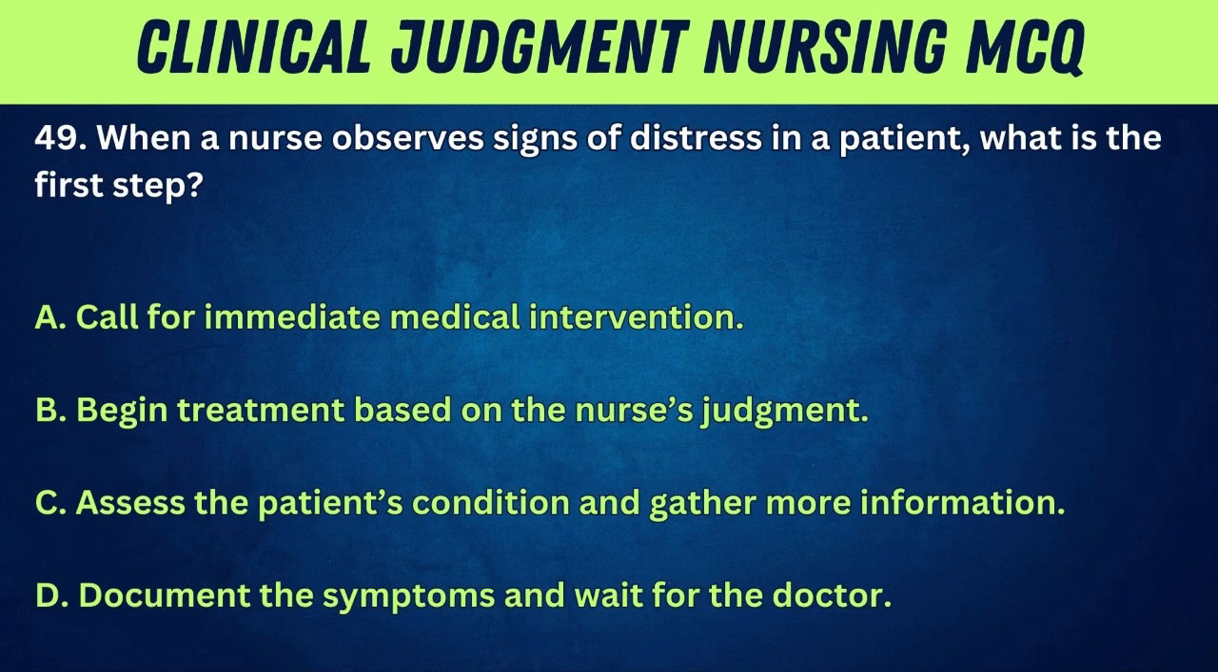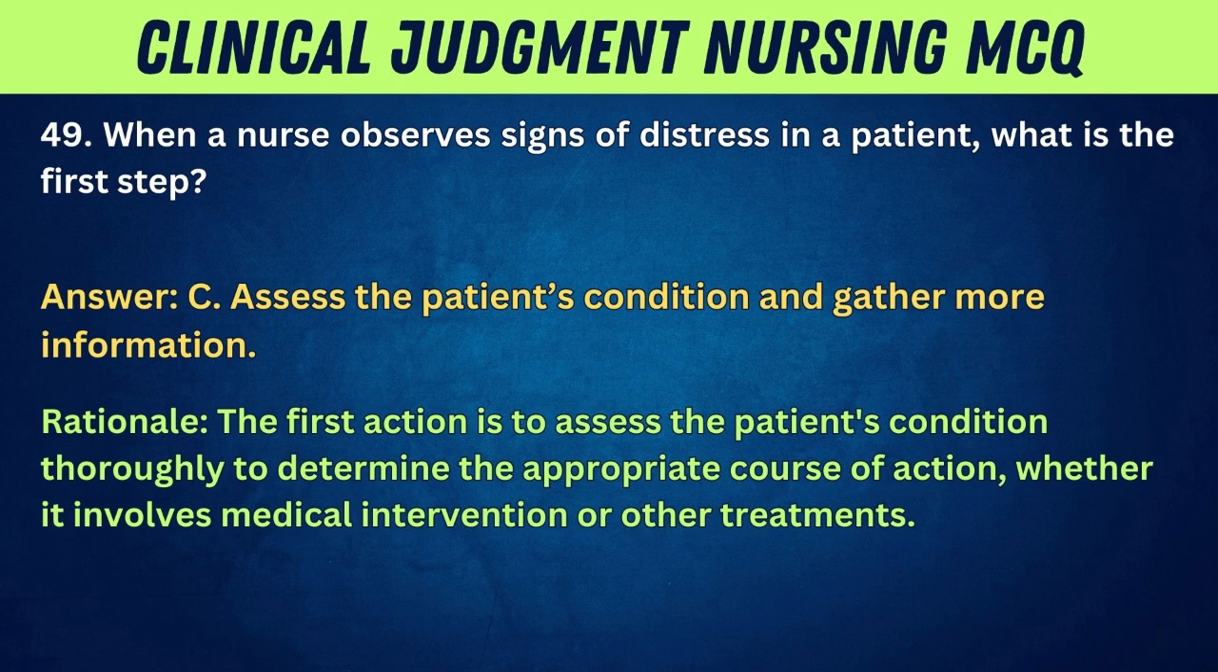49. When a nurse observes signs of distress in a patient, what is the first step? A. Call for immediate medical intervention. B. Begin treatment based on the nurse's judgment. C. Assess the patient's condition and gather more information. D. Document the symptoms and wait for the doctor.